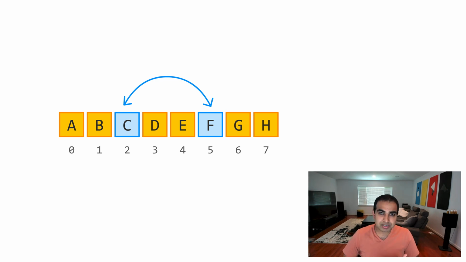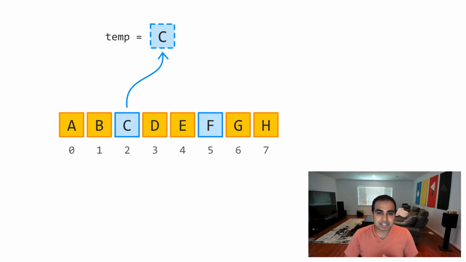The way we're going to do that is by taking advantage of a temporary variable. There's no easy way for us to do a swap without having another mechanism where we store the value temporarily as part of making this work. So here I have a variable called temp, and I'm setting it to the value of the array item, in this case letter C, which is at position 2.